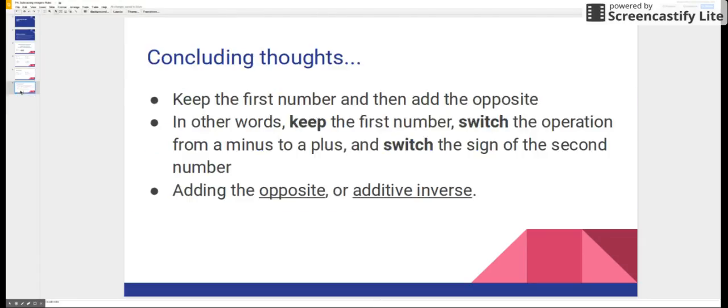All right, so concluding thoughts. You keep the first number and then add the opposite. In other words, keep the first number, switch the operation from a minus to a plus, and then switch the sign of the second number. Or you can also think of it as adding the opposite, or additive inverse. I hope you learned how to subtract integers.